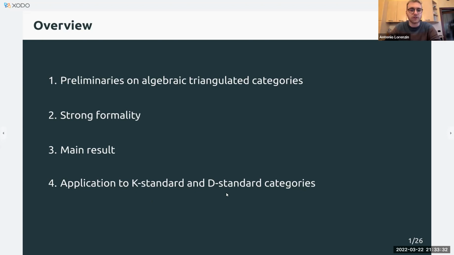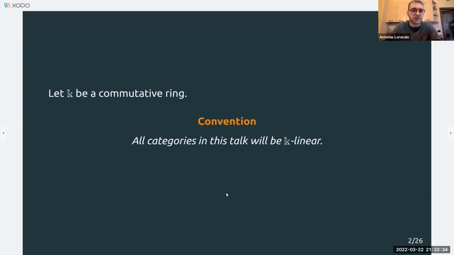categories. So first of all, let me say that for me, everything will be k-linear, where k is a commutative ring. And I should also say we are working in an appropriate Grothendieck universe, U, and everything is considered to be U-small.